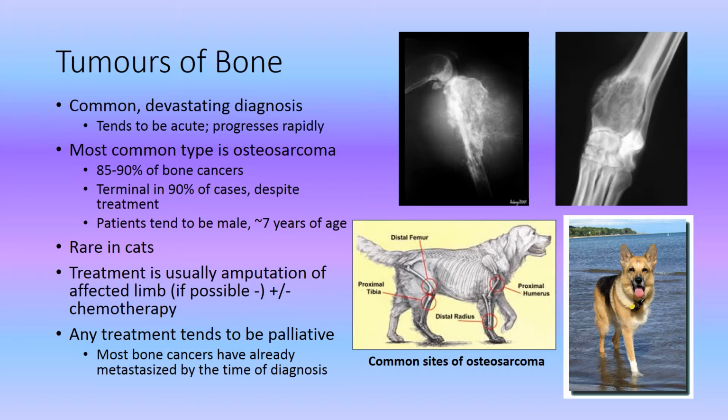It's very rare to have osteosarcoma in cats. Treatment is usually to amputate and do some chemotherapy maybe. Any treatment tends to be palliative, so you just take care of them until their quality of life is not good anymore, and then you would euthanize. Most of the bone cancers have already metastasized by the time we even know that there's a bone cancer, so very, very bad prognosis.